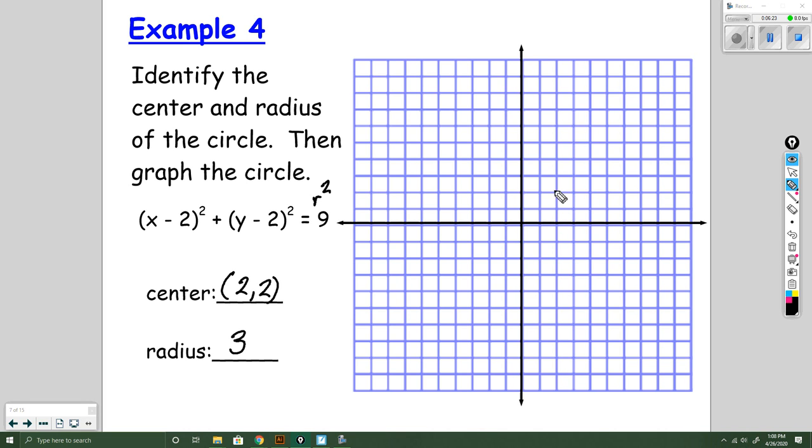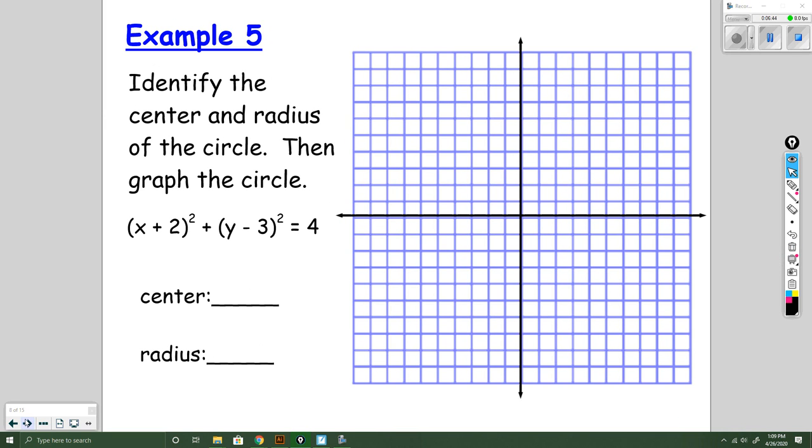So this circle is centered about 2, 2, and then we're going to go 3 units in each direction, right, left, up, down, and then form our circle. Doing the best job that we can. All right. Same thing in the next one. We're going to identify the center, which is -2, 3, and then the radius would be 2. So we're going to graph the center, -2, 3, and then go 2 units in each direction.